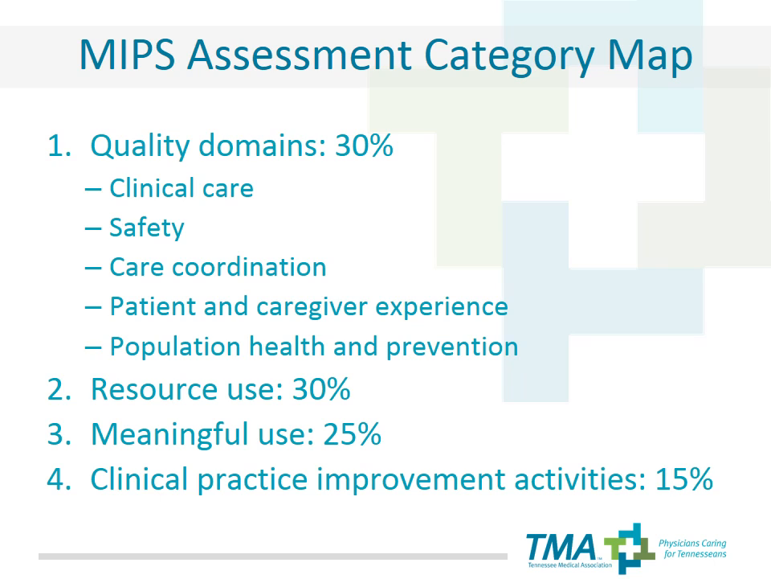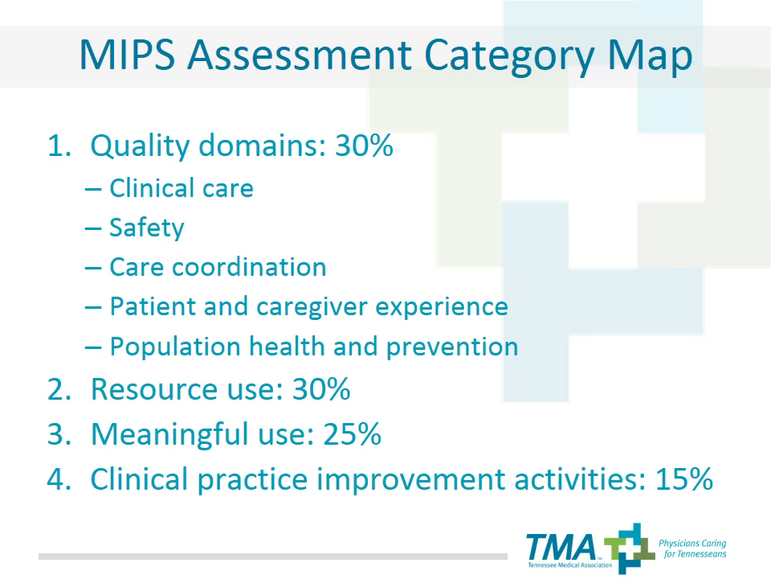The quality category, which is based on current PQRS measures, will be weighted at 30% of a physician's overall assessment, as will the resource use category, which is based on the value-based payment modifier program. The meaningful use category will consist of 25% of the assessment, and the clinical practice improvement activities will constitute 15%. It's important to note that the weights assigned to these performance categories may change over time.